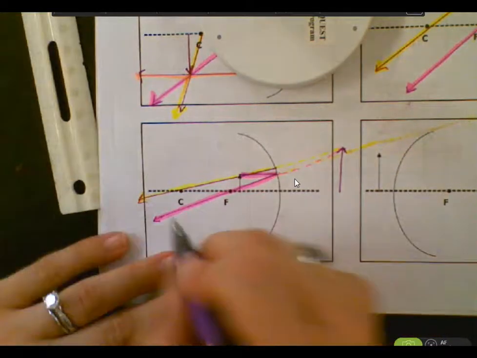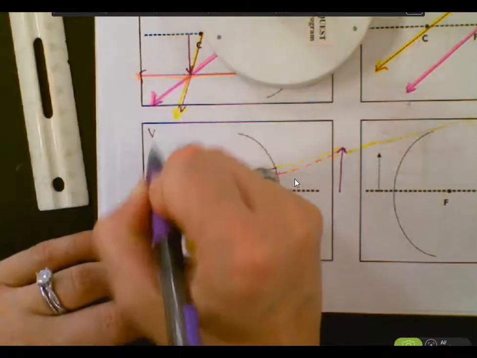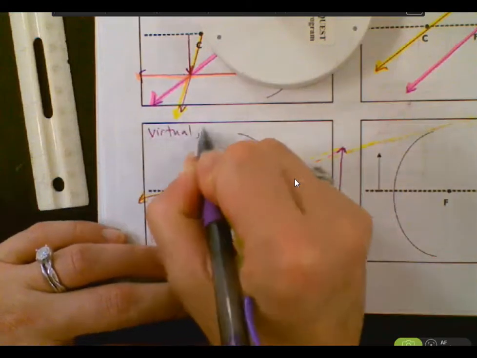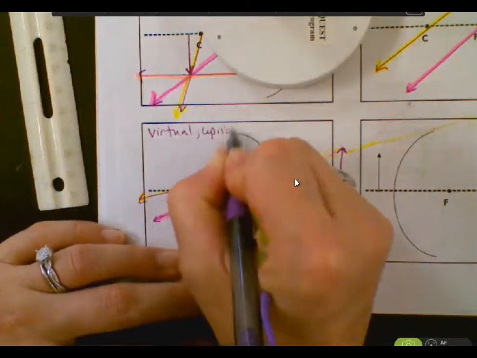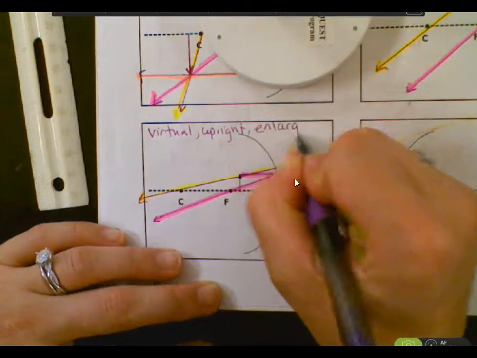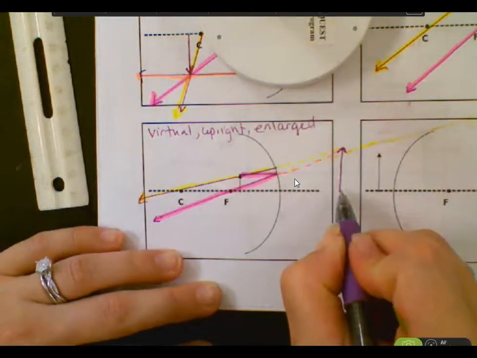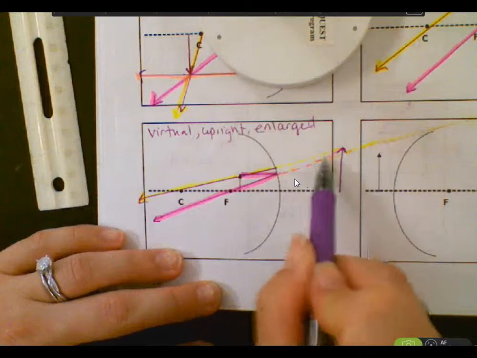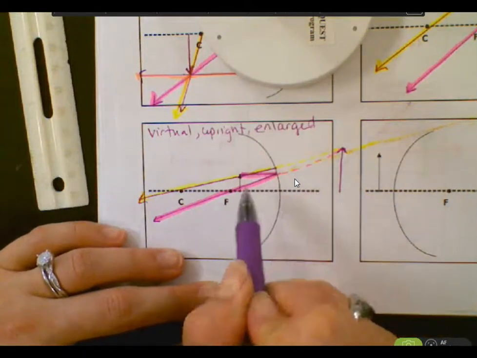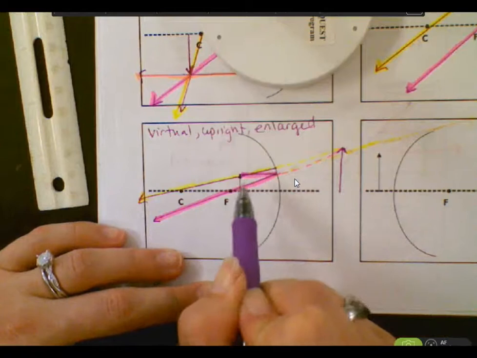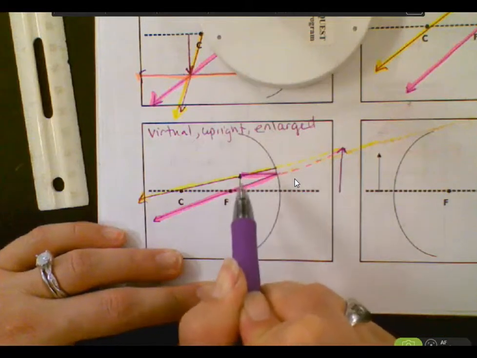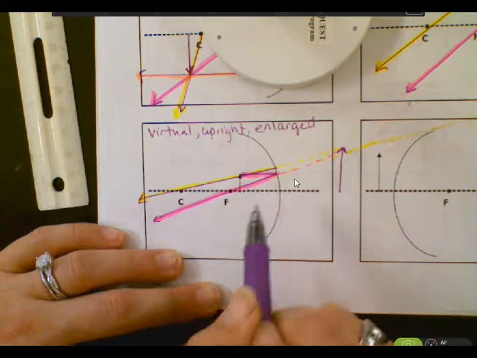Oh! We have ourselves, squad, a virtual, upright, enlarged image. Cool, huh? That's our image back here. So, is there really light back here? No. It appears that there is, and it appears that our object is larger than it really is. Our object is right here, but its reflection makes it look ginormous.